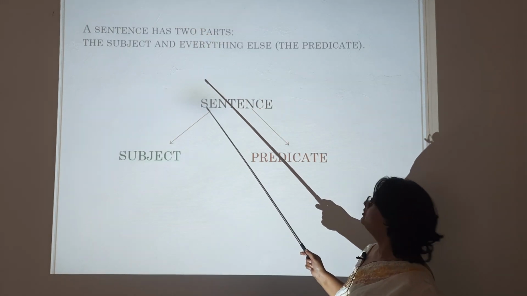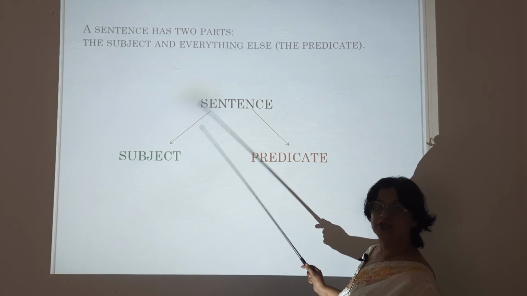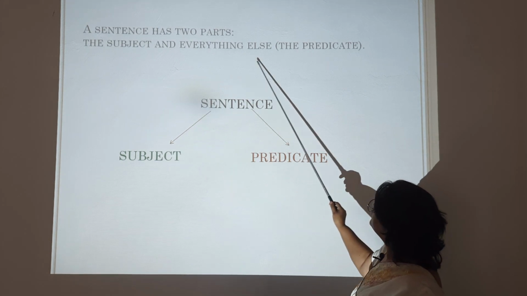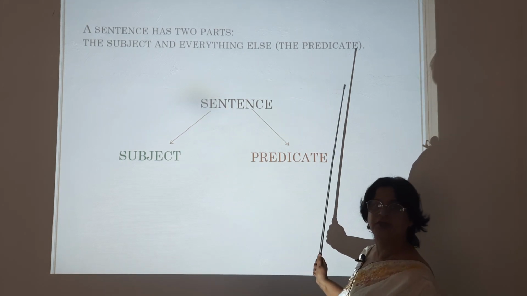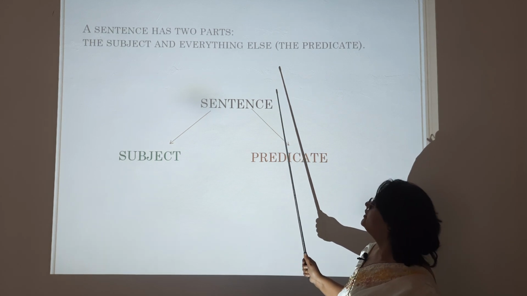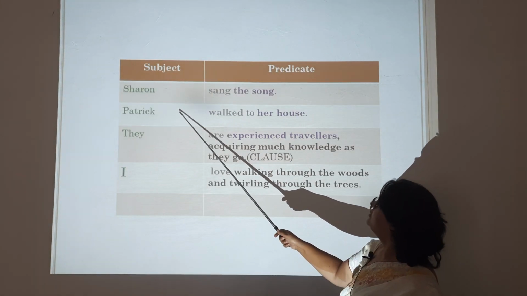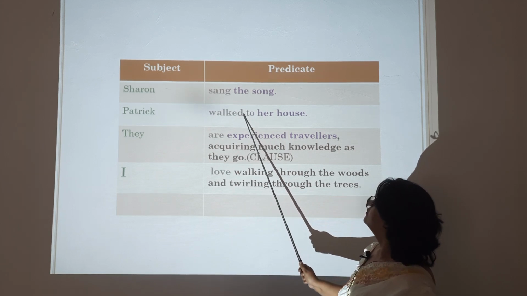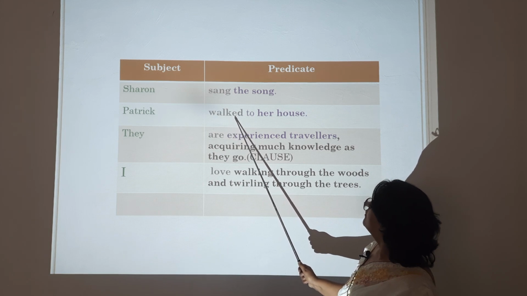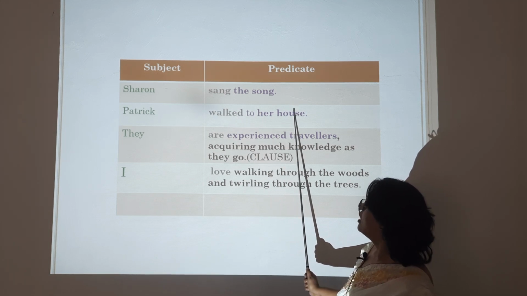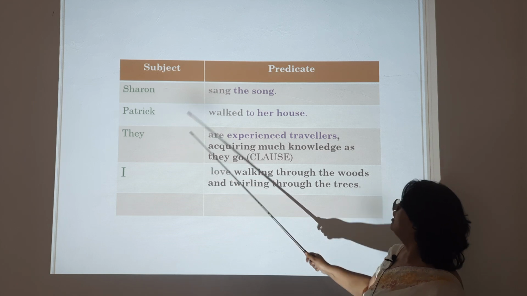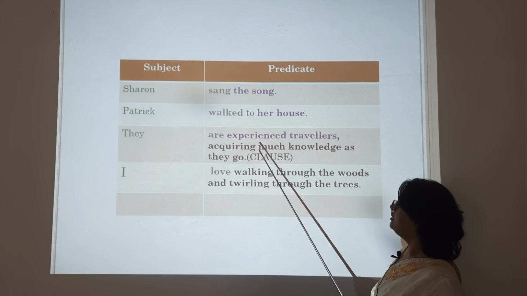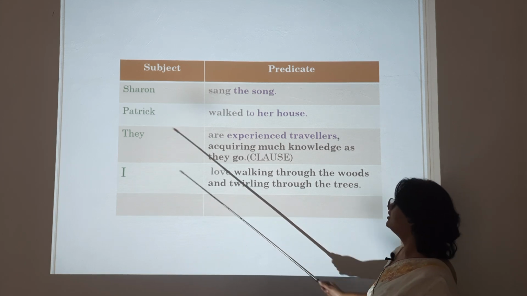Now, it's quite understood that a sentence is divided into a subject and a predicate. The subject and everything else, anything apart from the subject, becomes the predicate. Sharon, predicate is sang the song. Subject is Patrick, and predicate becomes walked to her house. Similarly, they are experienced travelers, acquiring much knowledge as they go. I is a subject, love.